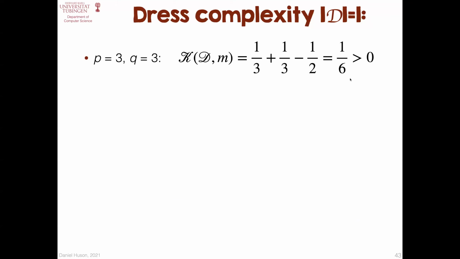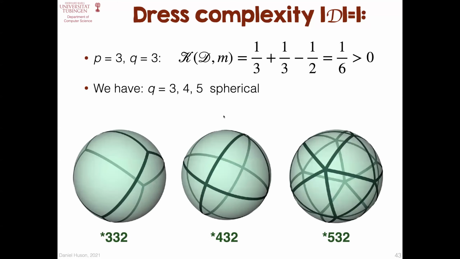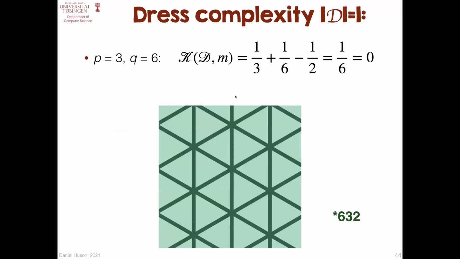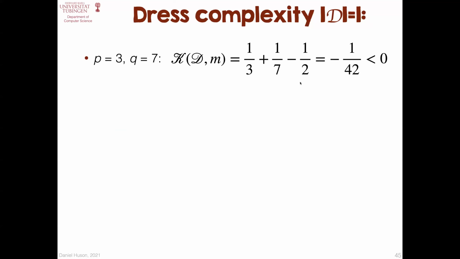Okay, if P equals 3 and Q equals 3, plug in all these numbers, you get 1/6. It's greater than 0, so the tiling is going to be spherical. And if you increase the vertex degree to 4 or 5, it still stays positive. And so you have these three tilings here with these symmetry groups. If you increase Q to 6, we're talking about triangles, 6 at any vertex, and then you're looking at a Euclidean tiling. The curvature is 0.